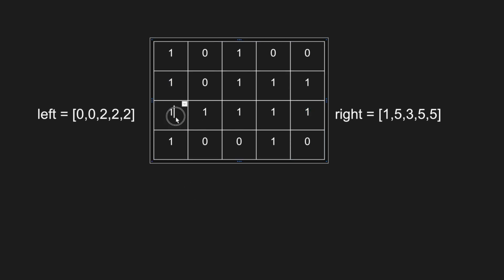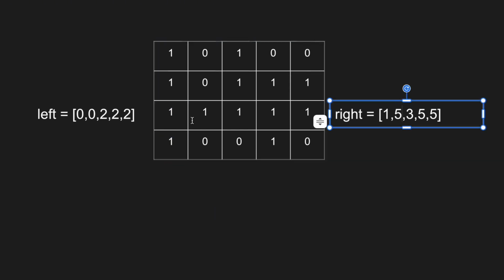And also, if you're wondering why I said the height is 3 and not 4, it's because we are iterating row by row. So when we get down here, it will only be 3. And once we get down here, then the height would be 4. But up until this point, the height is 3.